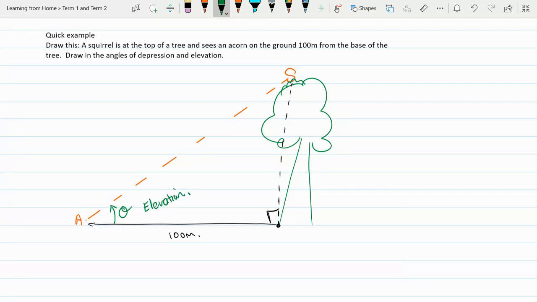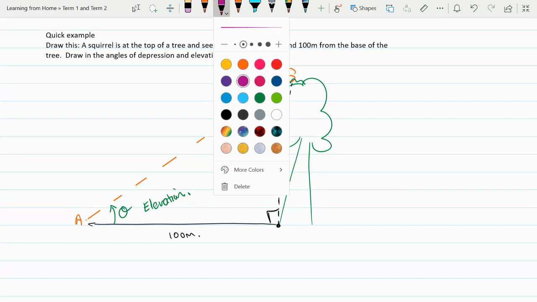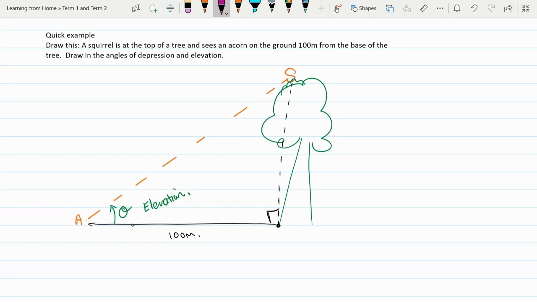Okay, and then for the squirrel, we need to draw in the horizontal line for the squirrel. It's not there at the moment, so if the squirrel was looking ahead, there's a horizontal line. And so the squirrel is looking down. I'll give it a slightly different symbol. There we go, it's called a sigma. So this is our angle of depression.